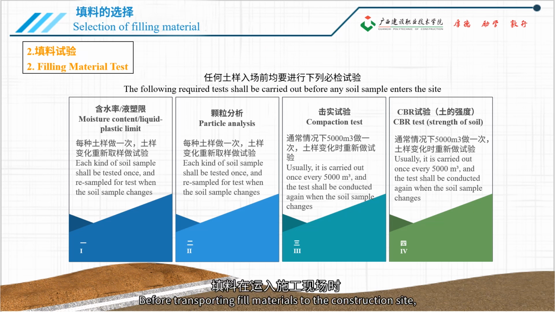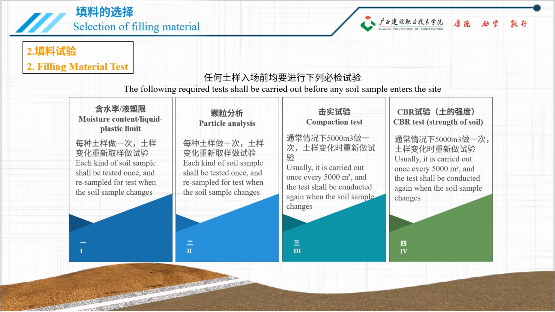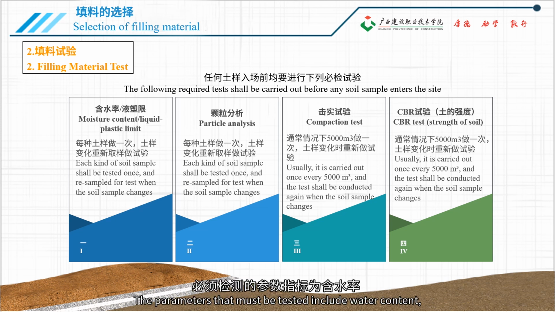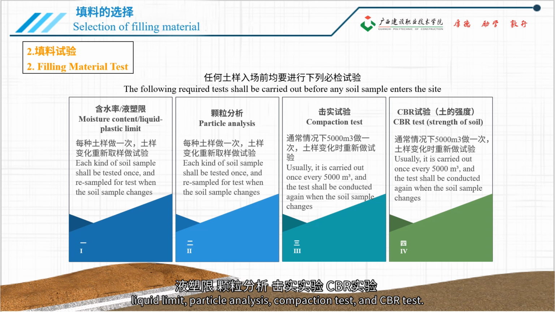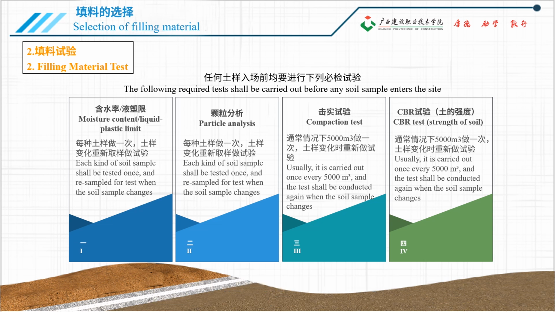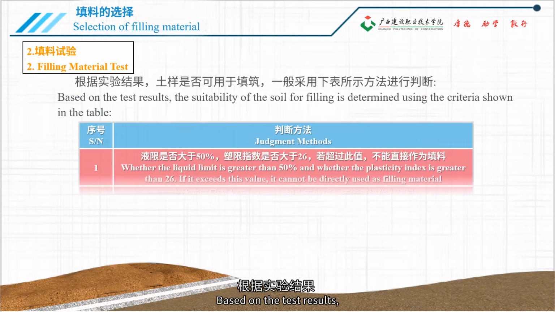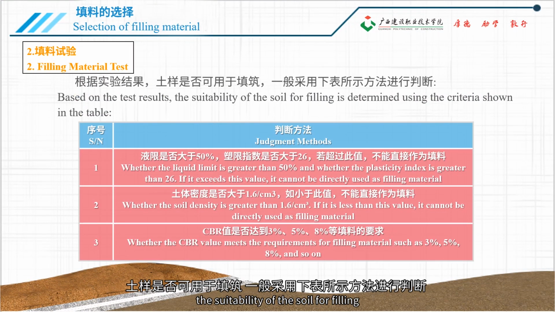Before transporting fill materials to the construction site, they must undergo testing. The parameters that must be tested include water content, liquid limit, particle analysis, compaction test, and CBR test. Based on the test results, the suitability of the soil for filling is determined using the criteria shown in the table.